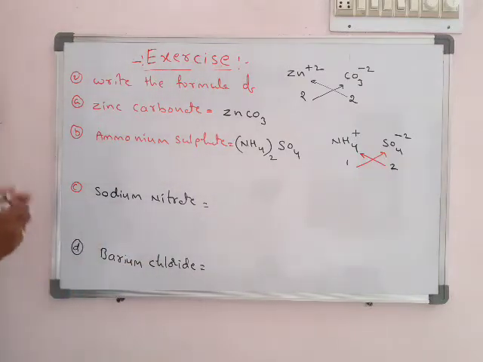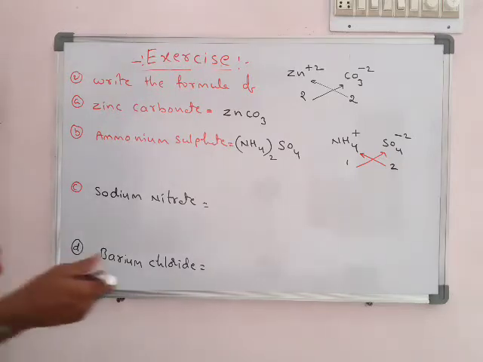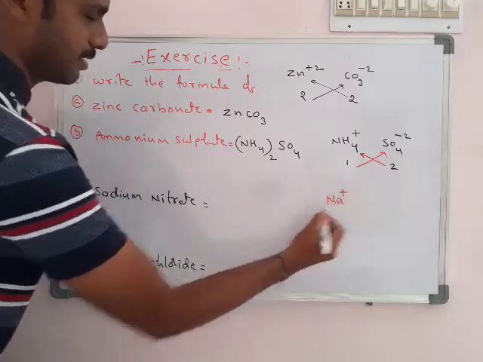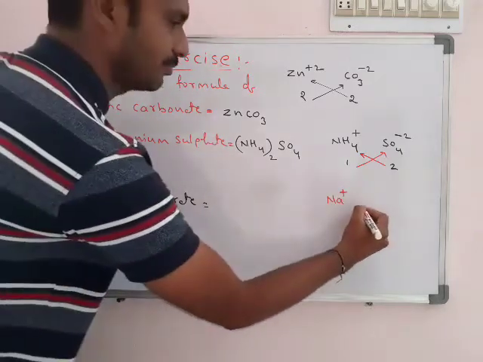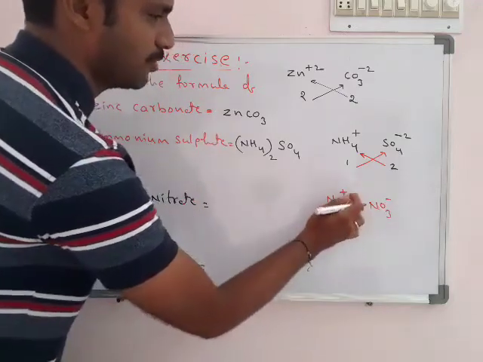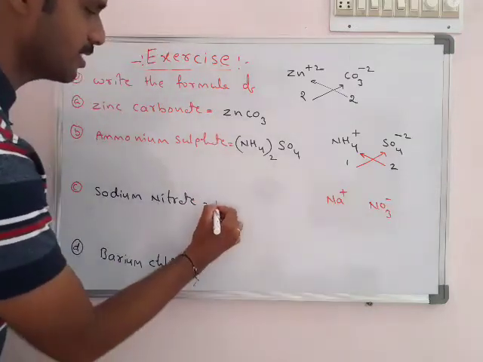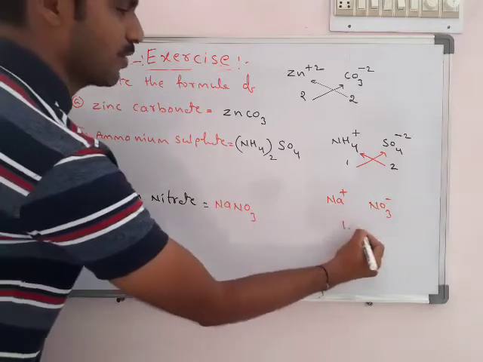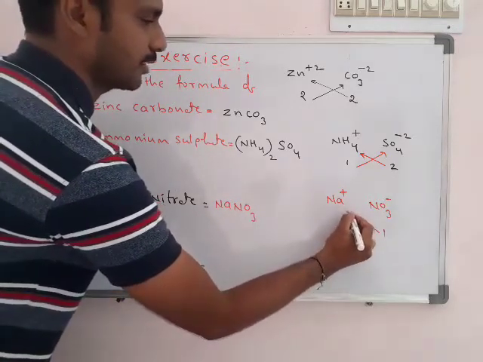Next, sodium nitrate. What is the sodium ion? Na plus. What is the nitrate ion? NO3 minus. If the charges are both equal, simply write them directly, because it is 1 and 1. So NaNO3.